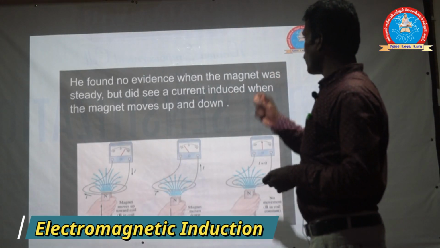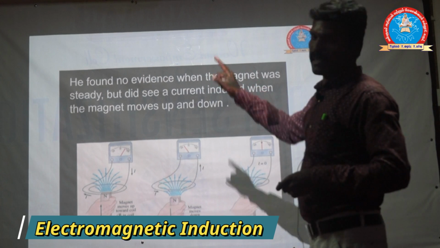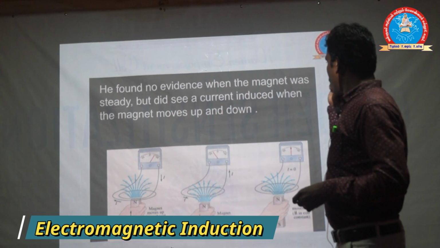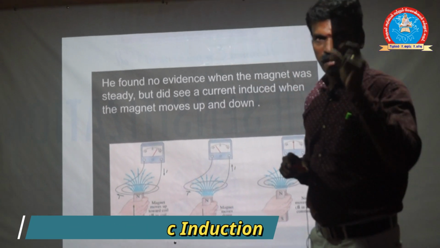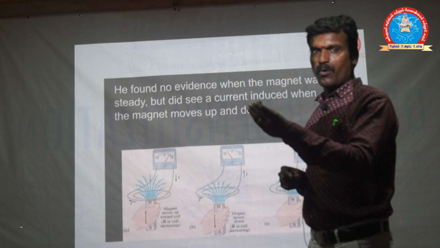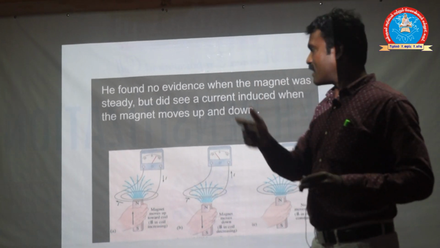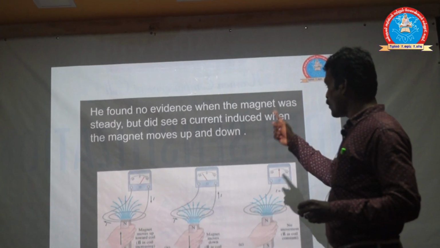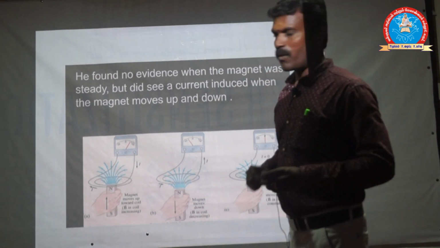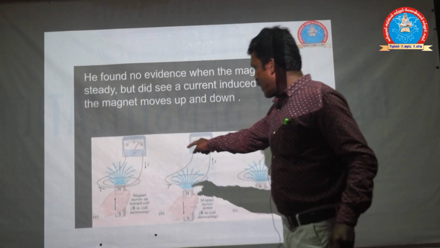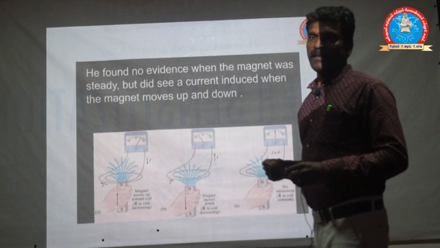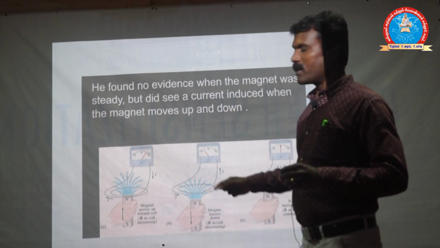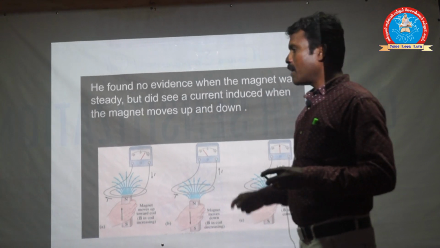So he found no evidence when the magnet was steady. This is an important point. He found no evidence when the magnet was steady. Then when the magnet is moved, electromotive force is created. He did see a current induced when the magnet moved up and down. From this figure, when the magnet is stable, electromotive force is not produced; when the magnet moves up and down, a deflection is created in the galvanometer.